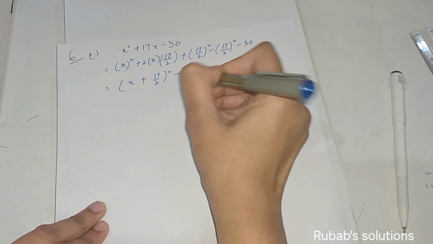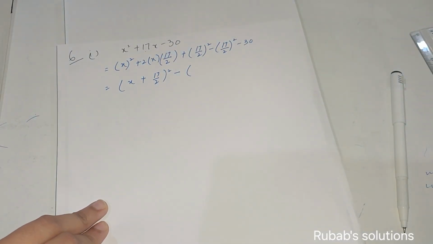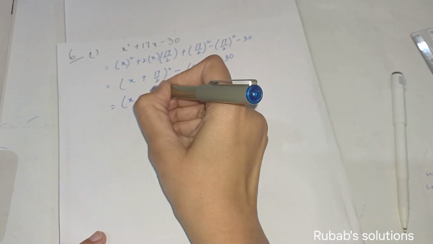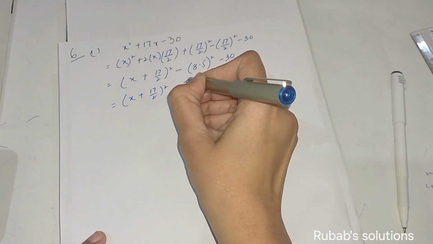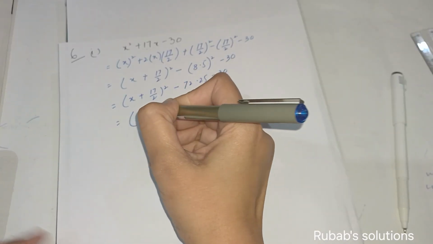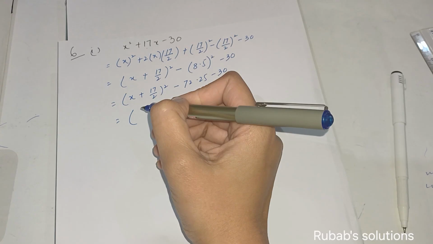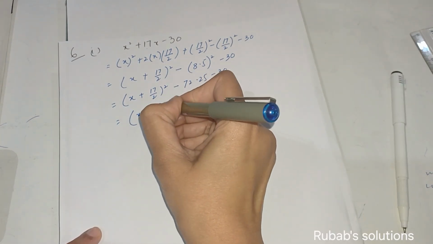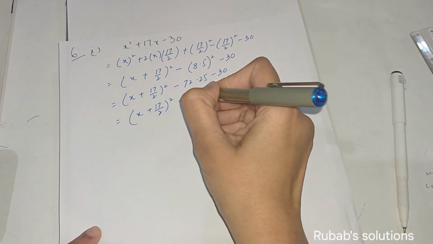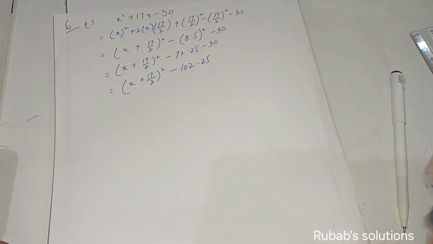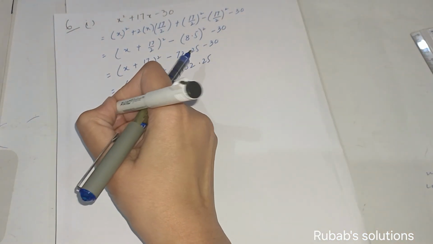From here, if I change this in point form, that is much easier for me. It is minus 8.5, and taking square of 8.5, I will get an answer that is 72.25 minus 30. So from here I will get an answer, x plus 17 by 2 whole square minus 102.25.